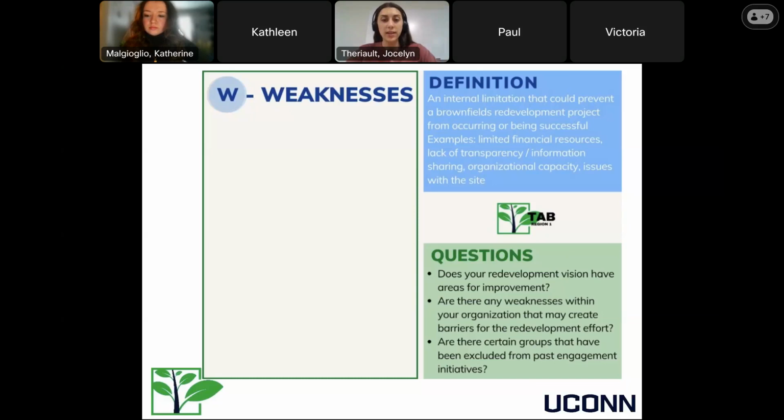And then questions that can help you to identify weaknesses could include, does your redevelopment vision have areas for improvement? Are there any weaknesses within your organization that could create barriers to your redevelopment effort? Or are there certain groups in your community that have been excluded from past engagement initiatives?